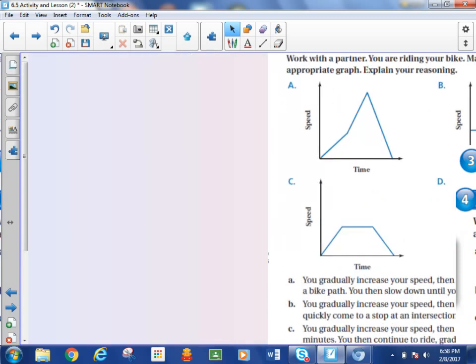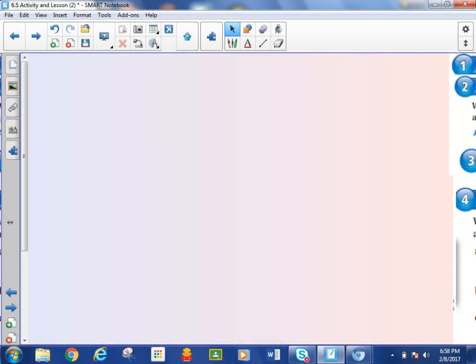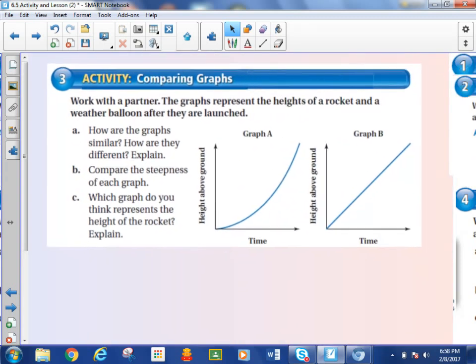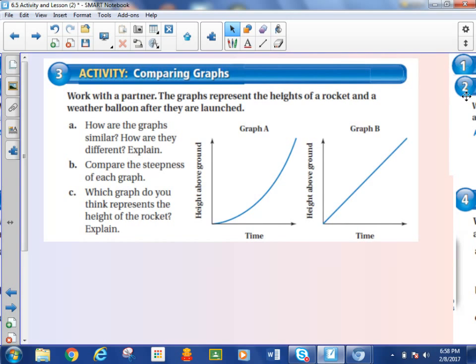All right, so let's go through and do activity 3 together. It says the graphs represent the heights of a rocket and a weather balloon after they are launched. How are the graphs similar? How are they different? Well, they're similar because it looks like on both of them, we're increasing in height. This one's just not a constant change, but a gradual change. This would be a constant change in height.